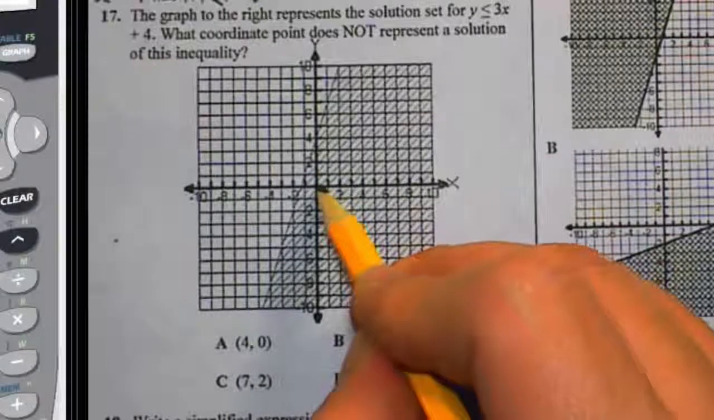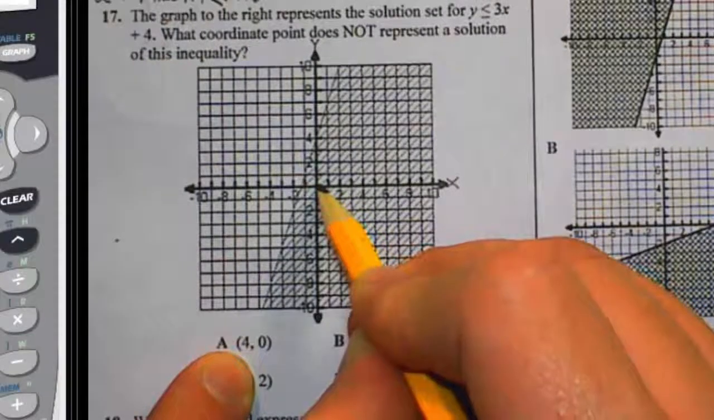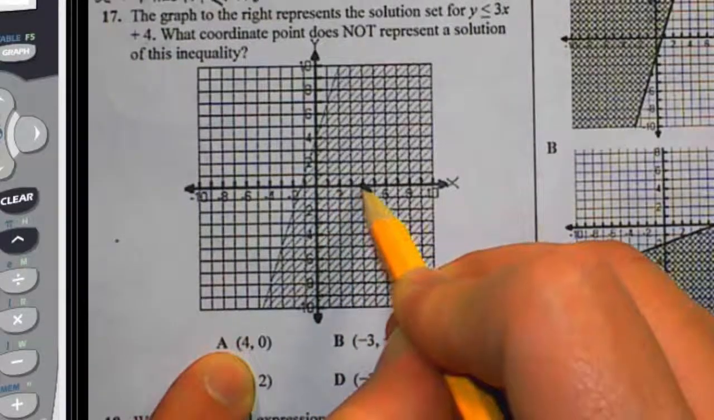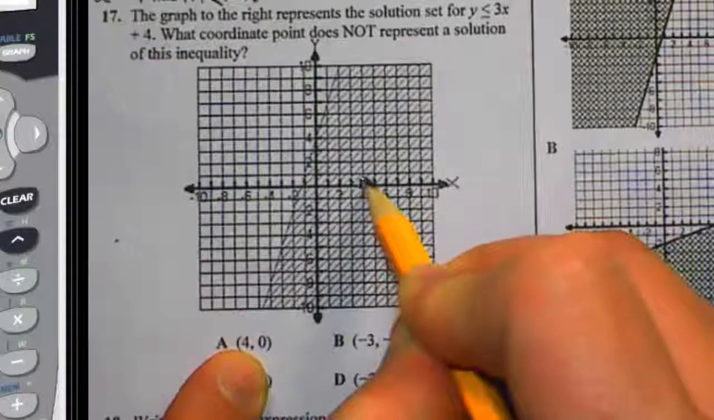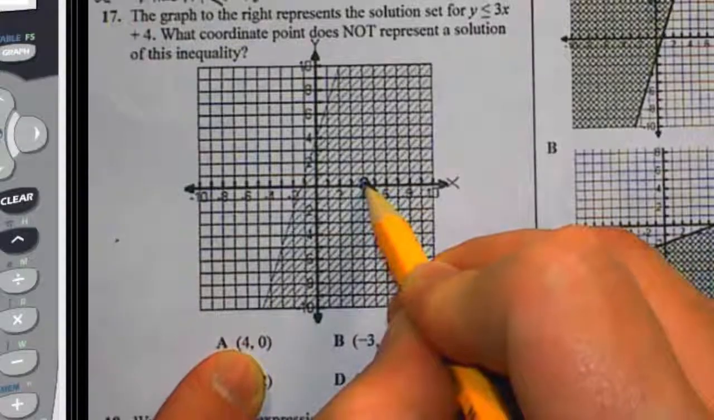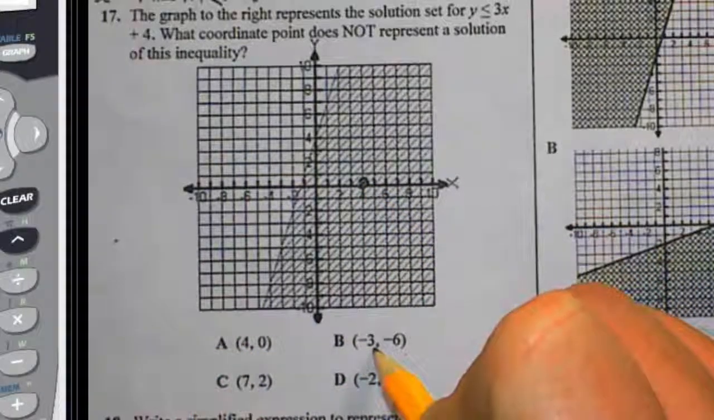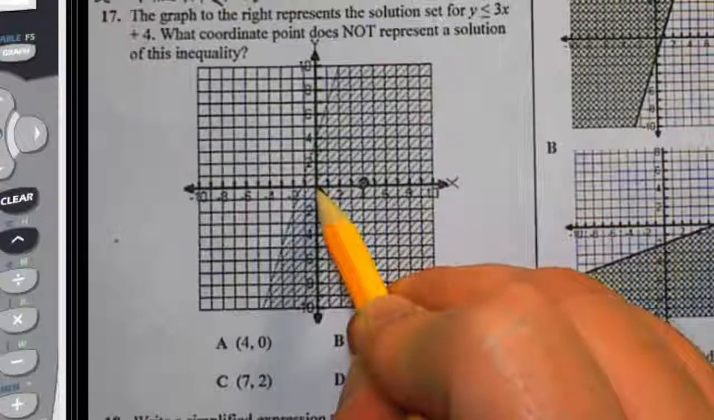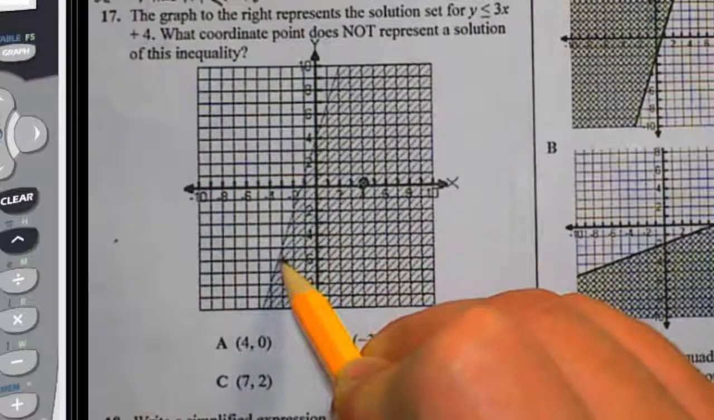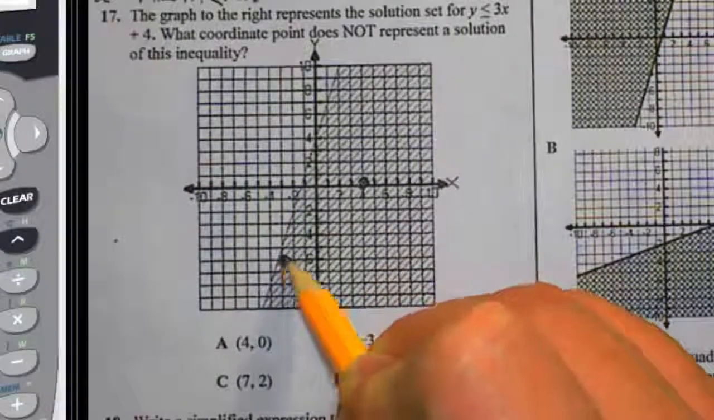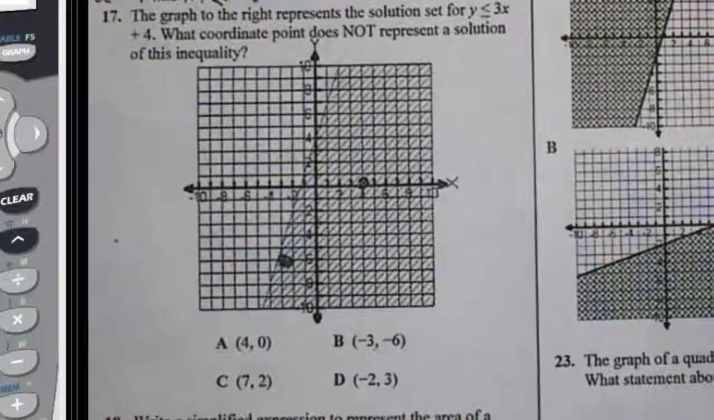So we put a pencil right there, and remember the first number tells us to go 4 to the right, and the second number tells us to stay right there. So my first point is 4, 0. Then we're going to go on to the next point, and this would be -3, -6. So -3 will be 3 to the left, and then -6 down. And as you can see, that point is also in the shaded region. So both of these are part of the solution. Remember, our goal is to find something that is not part of the solution.